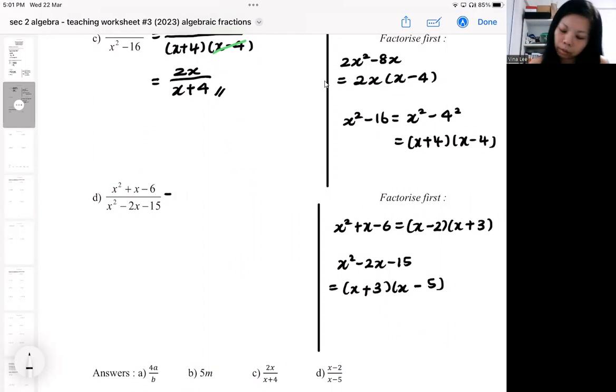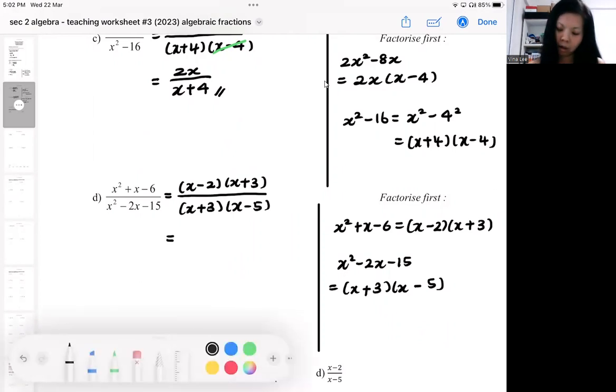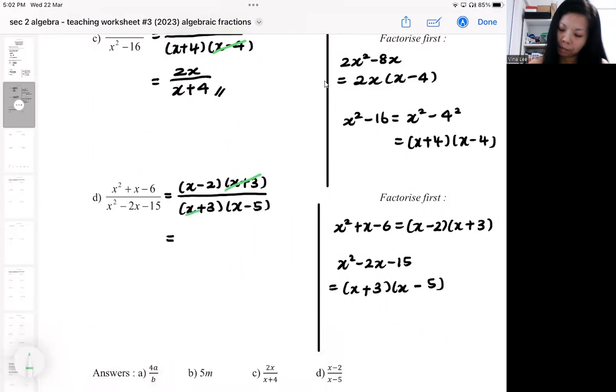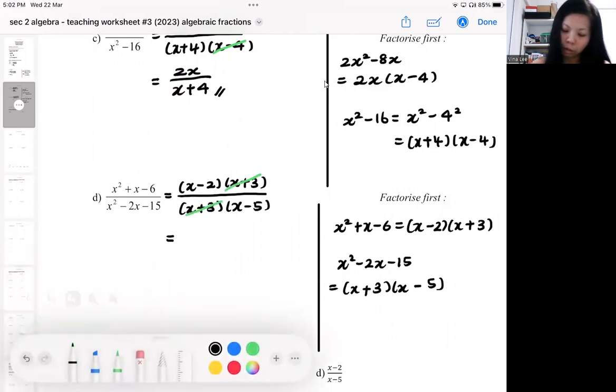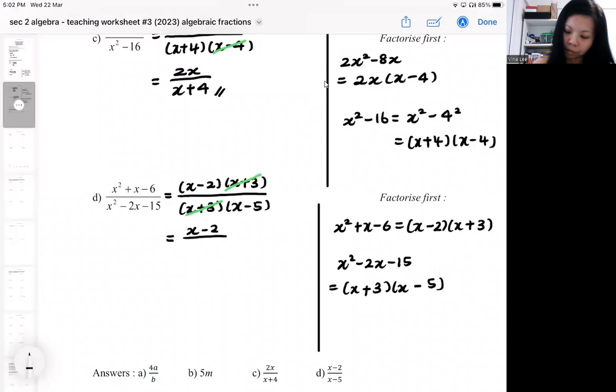Okay, so because of the factorization, the numerator became a product of 2 brackets. The denominator also became a product of 2 brackets. So they are in the multiplication status that allows you to cancel. And that's it. There's no more cancellation. You cannot cancel anymore because there's a subtraction in the numerator, subtraction in the denominator. So no more cancelling.